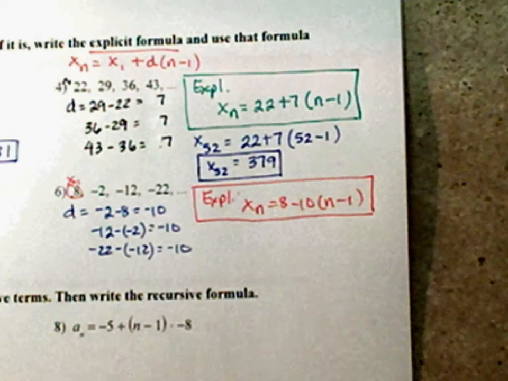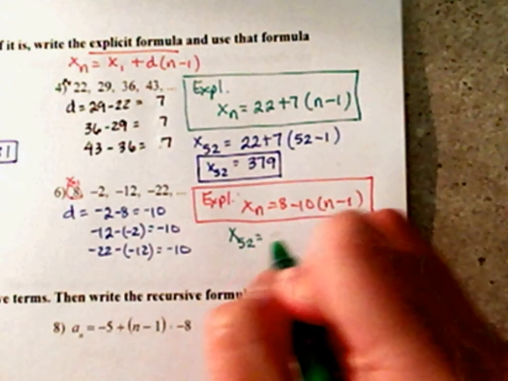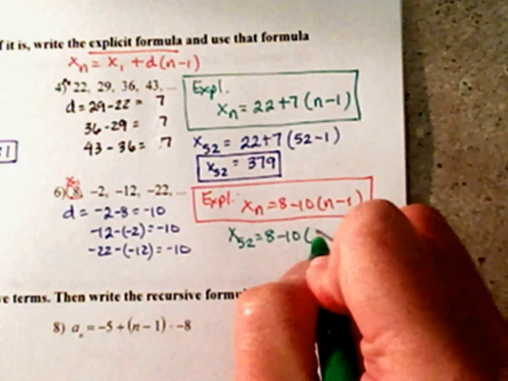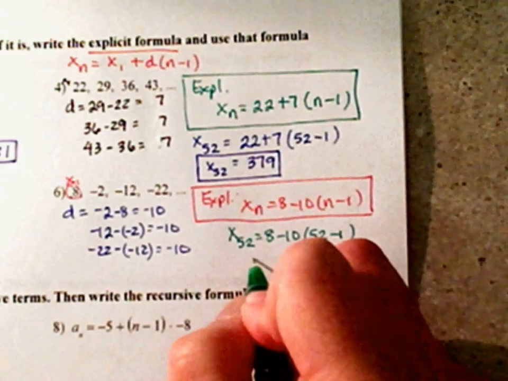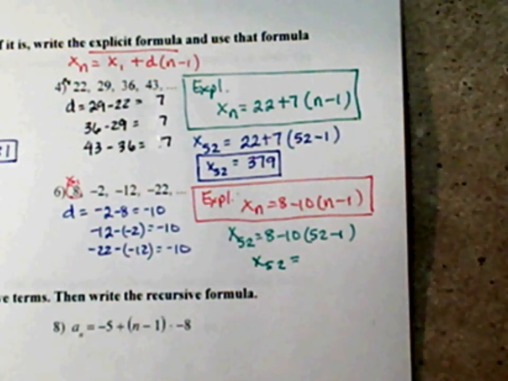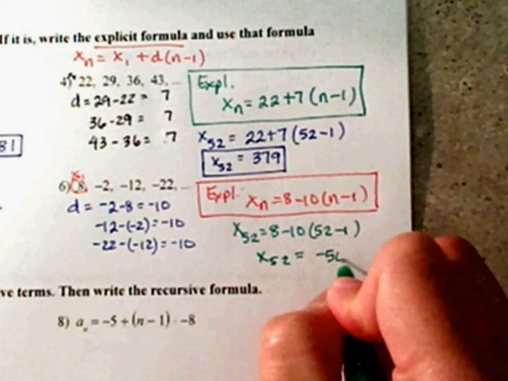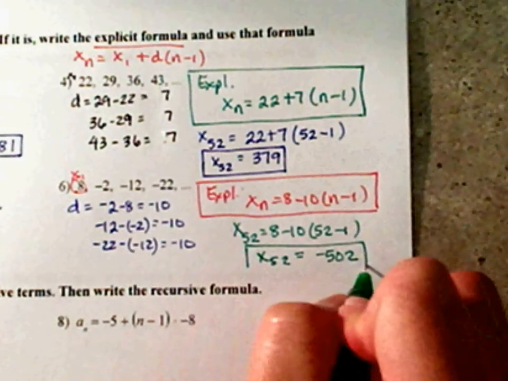All right, let's go find our 52nd term. N is 52. 8 minus 10, 52 minus 1. So x of 52 is equal to... Comes out to be negative 502. That's your 52nd term.